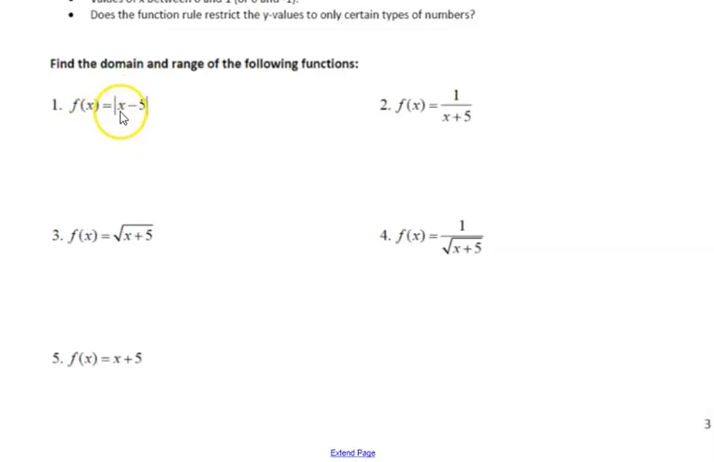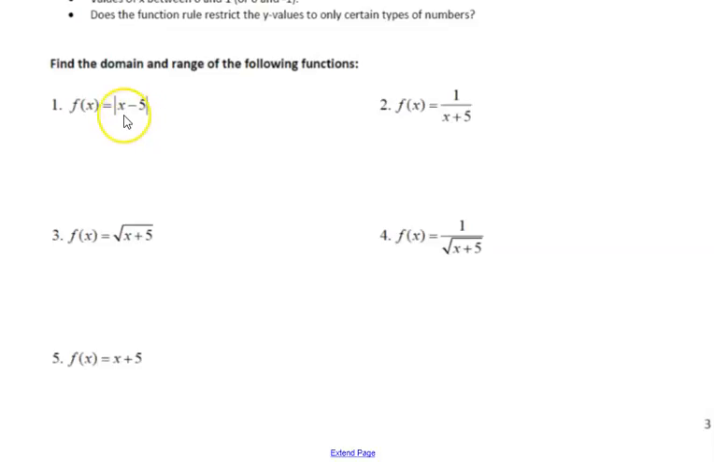So let's see. If I were to put, say, a positive value in for x, I could put in 5, for example, and I would get 0. The absolute value of 0 is 0. That's perfectly good. If I put in other numbers bigger, like 10, I could get 10 minus 5 is 5, and the absolute value of 5 is still 5. What if I put in like negative 2? Well, I'd have negative 2 minus 5, which is negative 7. The absolute value of negative 7 would be positive 7, but that's still something that's allowed.